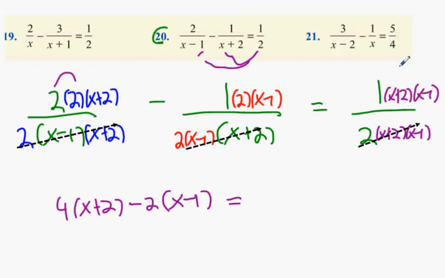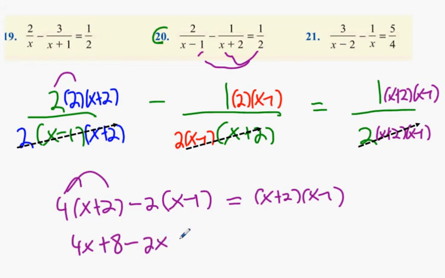And finally, do I ever have to multiply anything by 1? No. If I did, I'd multiply 1 by x plus 2, and it's still x plus 2. So I'll just keep it like that for a second anyway. So it's going to be x plus 2 by x minus 1. All I've got to do next is finish off the job. 4x plus 8 minus 2x plus 2 equals minus 1x plus 2x minus 2.